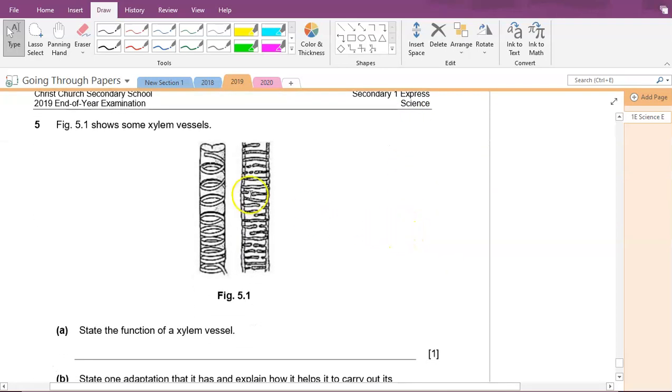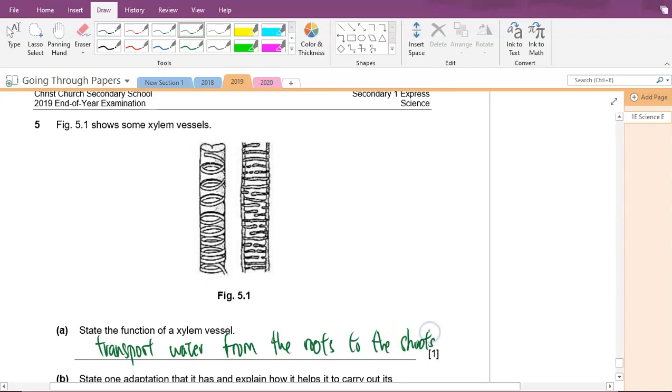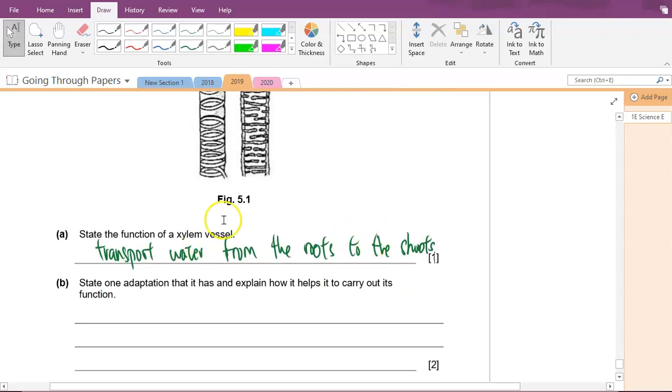Next. Figure 5.1 shows some xylem vessels. So xylem, what do they do? The function of xylem vessels is actually to transport water, which I think all of us are clear about. But from where to where? Actually, it transports water from the roots to the shoots. The shoots are sort of like the stem and above. So the key idea, you must show me that you know that it's about transporting water. And next, please highlight this part here. Not just transport any water, you must tell me from where to where.